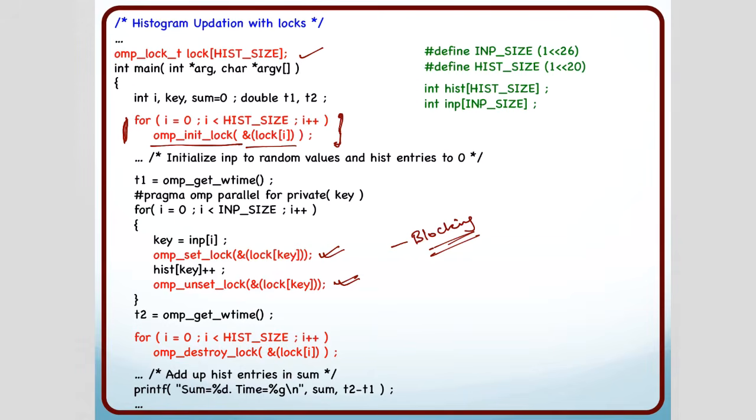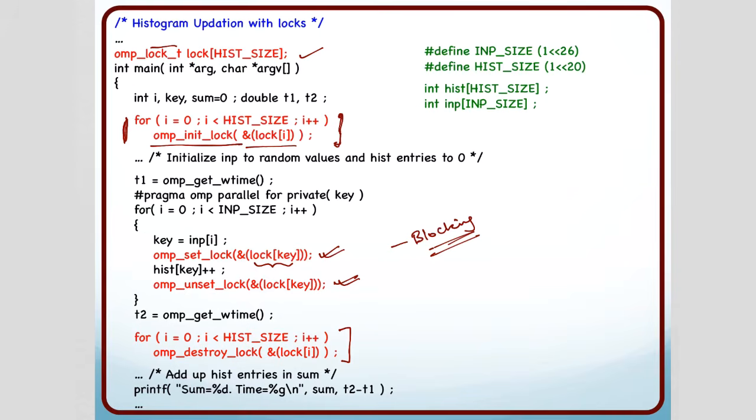This performs pretty much the same function as what we saw with that critical section with the name, right? Critical section 1, critical section 2, right? Except that we are passing a particular lock. So for every histogram entry, I have a different lock. This lock is indexed by the key. So now I have one lock for every histogram entry, right? That's what I wanted, which I couldn't do using critical sections. Once I'm done with the lock, I have to call omp_destroy_lock to release the lock.